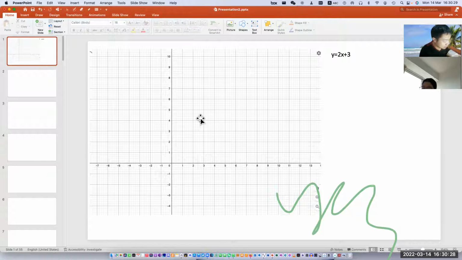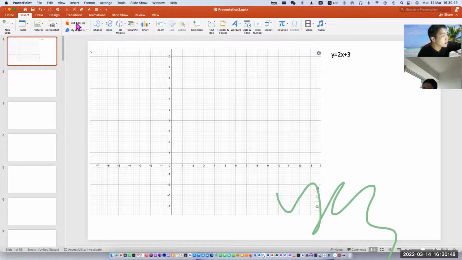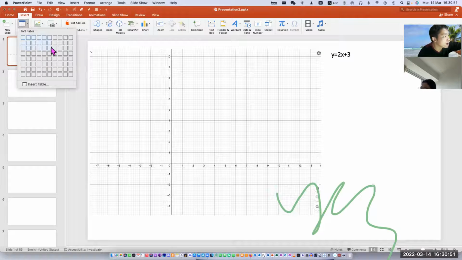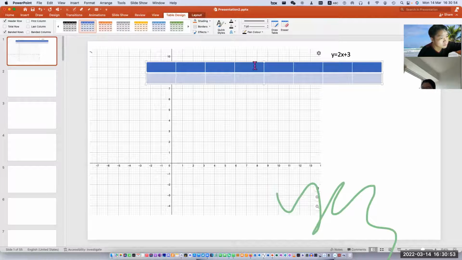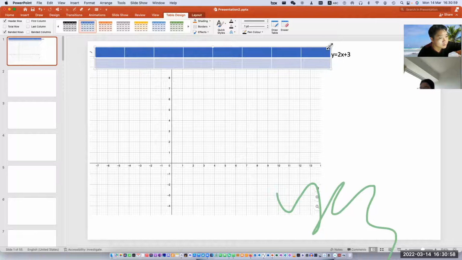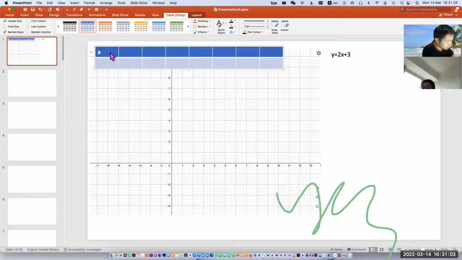So whenever you get a graph question, always look for points. If they don't give you the points, you create the points yourself. Like questions like this: I'm given y equals 2x plus 3 by you, and I'm not given any points, so I have to create points myself. You create points by giving yourself an x and y value table.